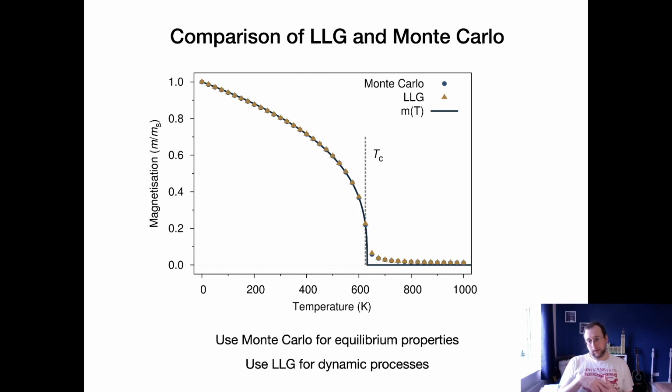So in general, Monte Carlo methods are much better for calculating equilibrium properties, for example, Curie temperatures, susceptibility, specific heat, that kind of thing. Whereas obviously LLG is great for dynamic processes such as hysteresis loops. But in the limit, they do converge to the same thermodynamic properties, so you can extract then the macroscopic Curie temperature that you get from the system.